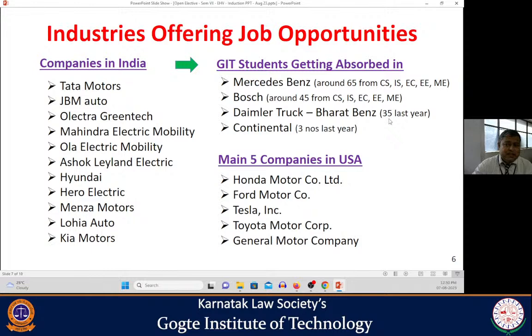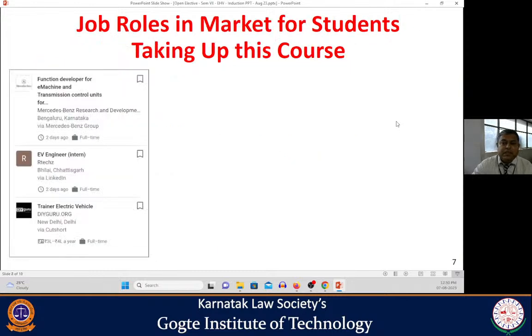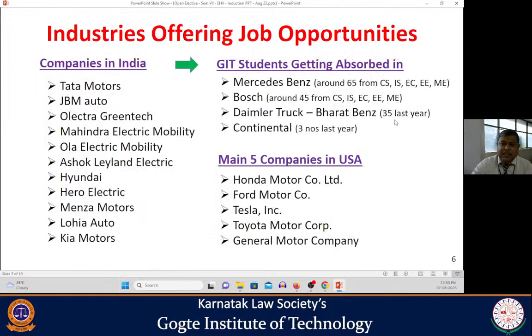Daimler and Mercedes have actually picked up students. Last year they took 35 students, almost 15 to 16 of them from IS and CS. Around 5 to 6 were from EC, and 3-4 students from EE. Continental last year picked up 3 students, and there was off campus also in Continental. So these are the main companies coming to GIT for students in the automotive domain.